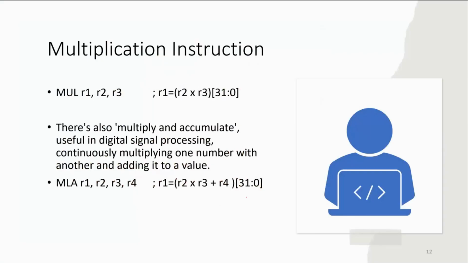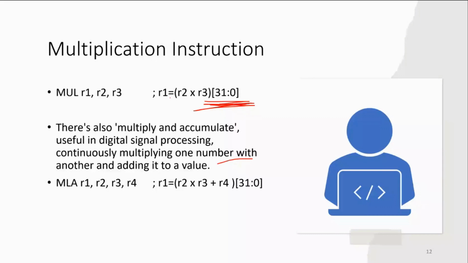Then we have multiplication instructions. If we write MUL R1, R2, R3, what will it do? It will multiply R2 with R3 and take the 32 bits only. There is another version which we use to store the entire 64 bits. We are not going to cover those things, not necessary at this level. So it multiplies R2 by R3, takes the rightmost 32 bits and stores it in R1.